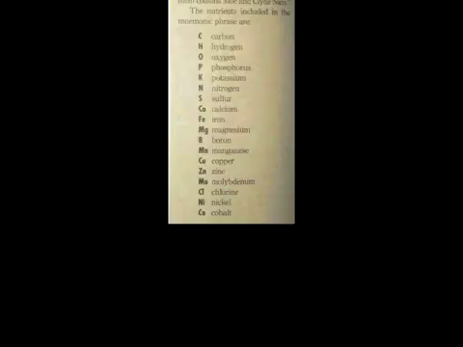The nutrients included in this mnemonic phrase are carbon, hydrogen, oxygen, phosphorus, potassium, nitrogen, sulfur, calcium, iron, magnesium, boron, manganese, copper, zinc, molybdenum, chloride, nickel, and cobalt.